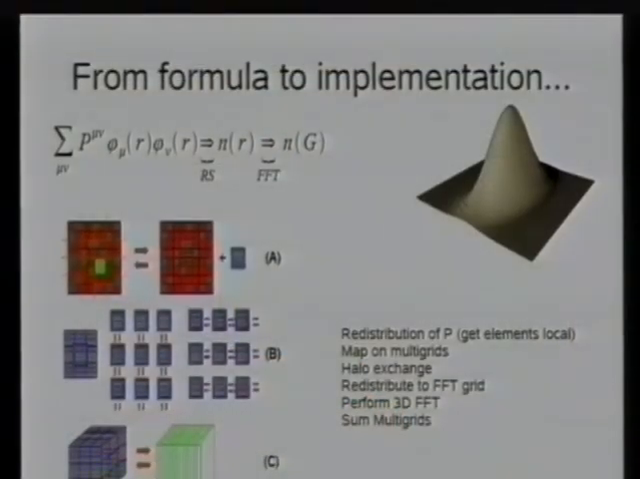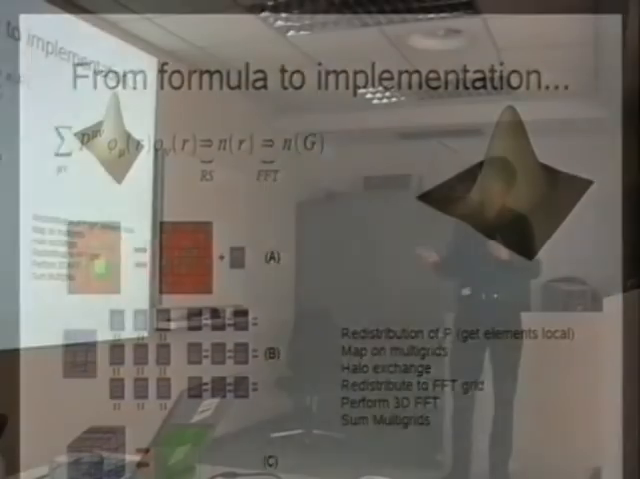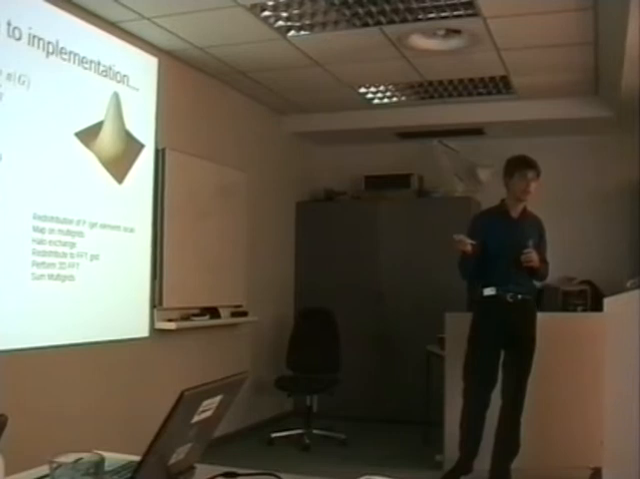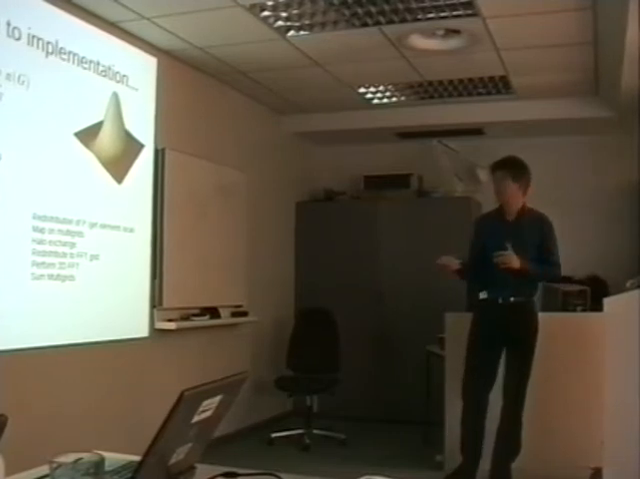Now, that was a short overview. That's the simple formula I wrote down in the beginning. We have Gaussians, and we want to map them on a real space grid. We want to Fourier transform the grid. Those are the kind of operations we have to do.